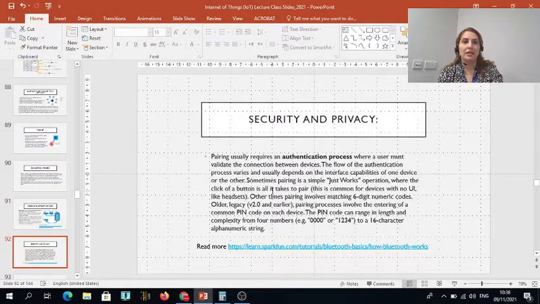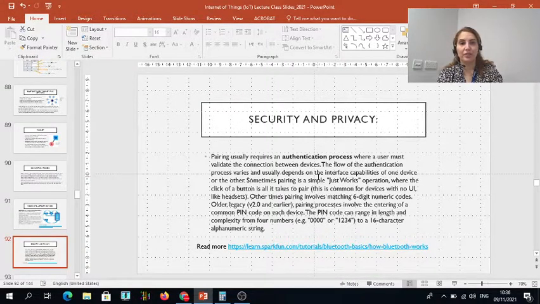Now, the security and privacy of Bluetooth is also a nice area for a study. So in this slide, I have small information taken from this website. If you're interested, you can go and read that. I'm just going to read from my paragraph here.